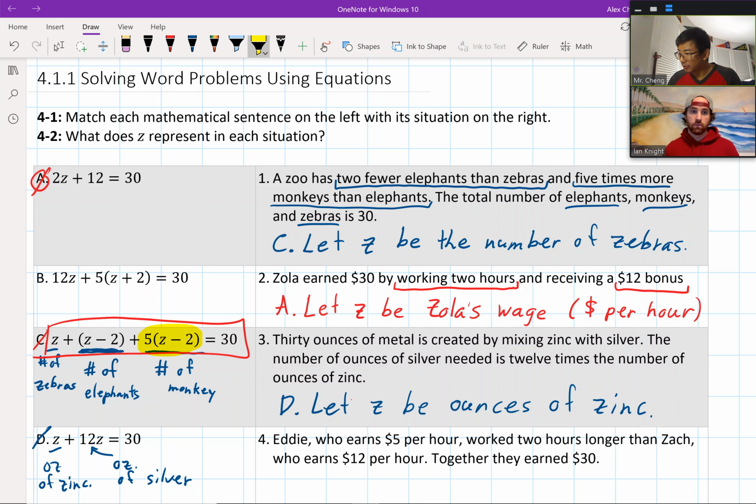And so if this 12 right here, that's got to be Eddie's $12 an hour. And then over here, that 5, it's got to be, oh, I'm sorry. That is Zach, who earns $12 an hour. And this is Eddie right there. And so if Zach earns $12 an hour, then we need to figure out how much time he worked. And that would be where the Z is right there. And that represents how much time Zach worked. Does that make sense?